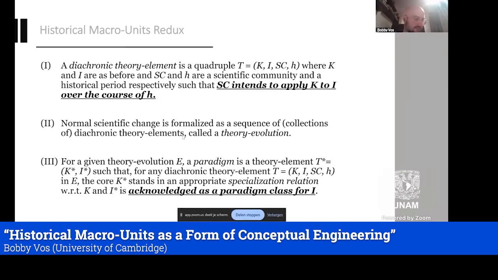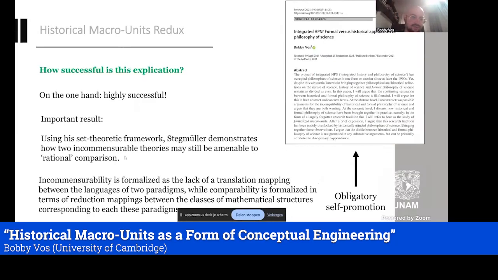Building off this historicized definition, they then define, or explicate, I should say, the notion of paradigm in a very precise way. For the sake of time, I will not go into these details here, but I can do that in the Q&A if people want. I just want to highlight that at least parts of this application may be deemed highly successful.